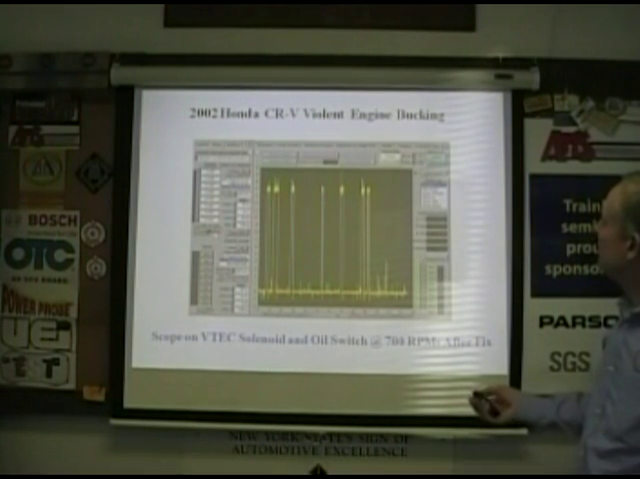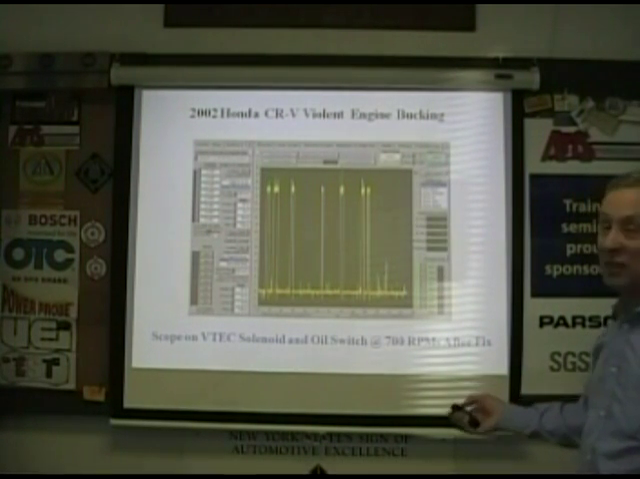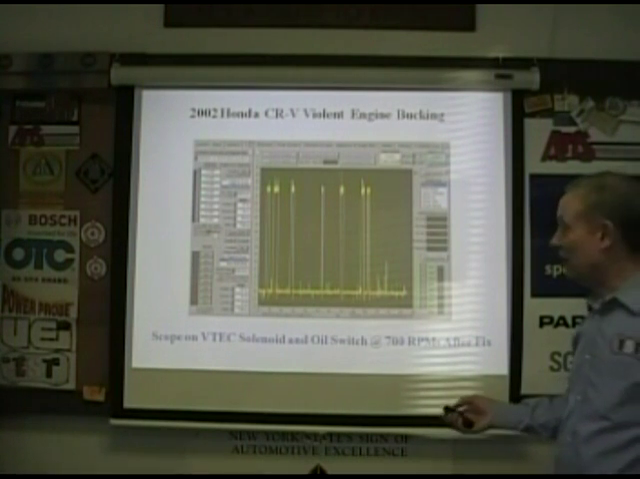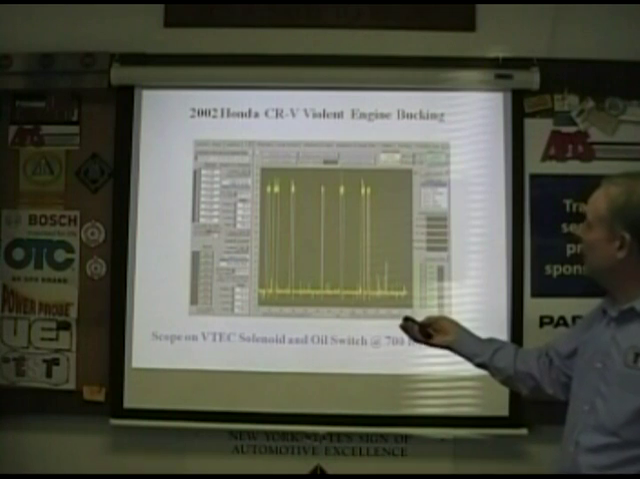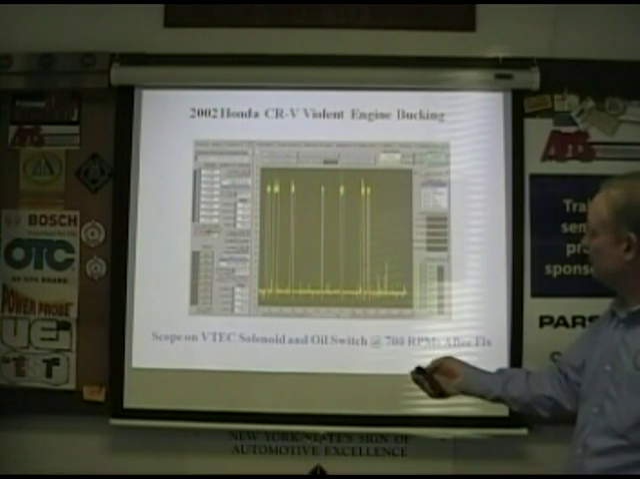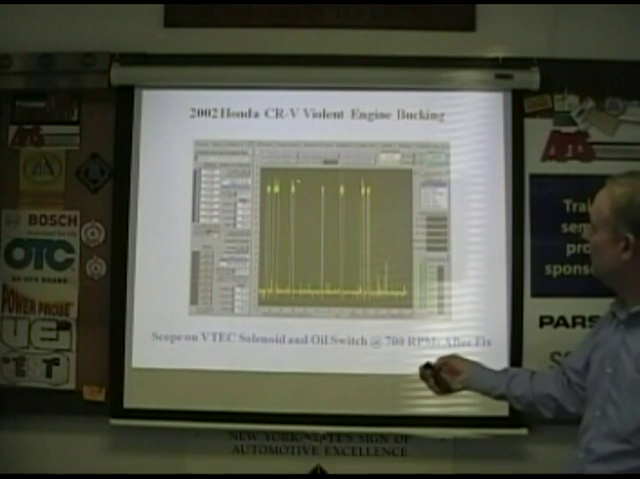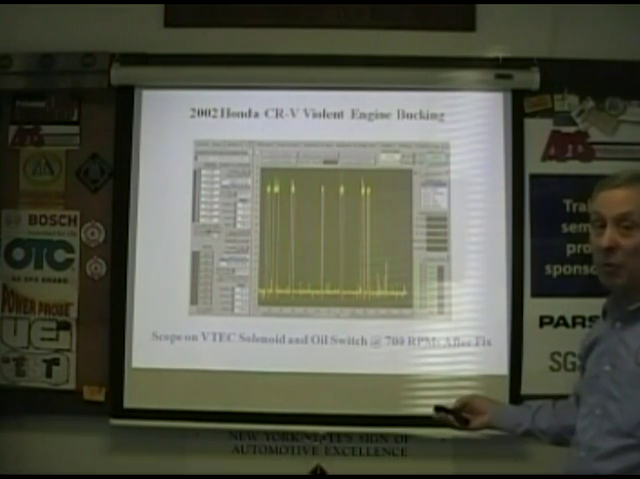So what they did, by the way, is they found that the oil was too thick. They changed the oil with the correct oil, and when they were done, they had the correct oil pressure measured with a transducer here. And the problem was gone.